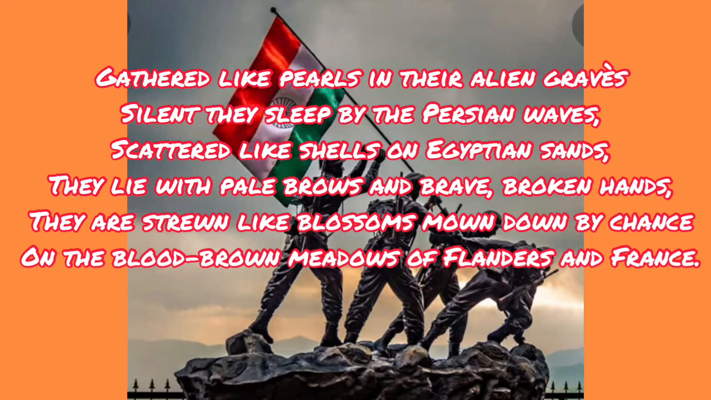In this second stanza, we find that the poet has offered brilliant similes to commemorate the sacrifices made by the Indian soldiers. Beautifully, the comparison has been given here. You can see it yourself. Gathered like pearls in this particular line. Here, the dead bodies of the Indian soldiers are lying on the alien graves. Alien grave means the foreign lands. The dead bodies have been compared to pearls, gathered there like pearls on the alien graves, that is on the lands of Persia, Egypt and all these countries where they were sent to fight.